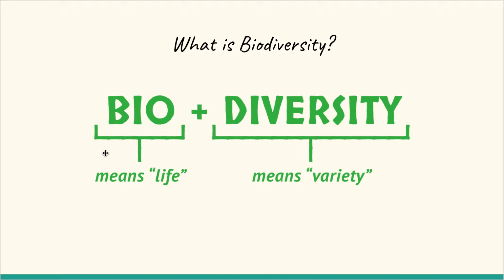So what is biodiversity? Here I found a little image that just breaks down the meaning of the word. The first part of biodiversity is bio. Bio means life and diversity means variety. So you can think of biodiversity as the variety of life.